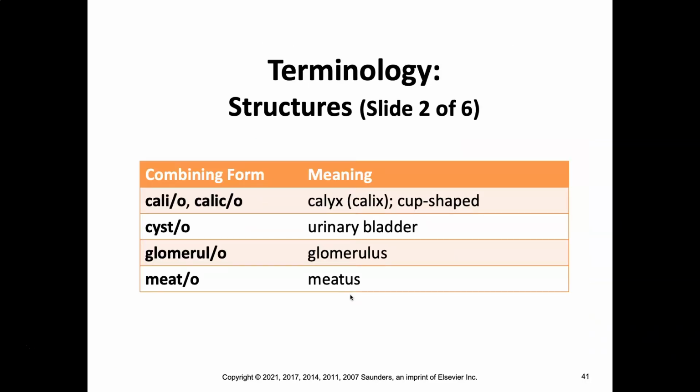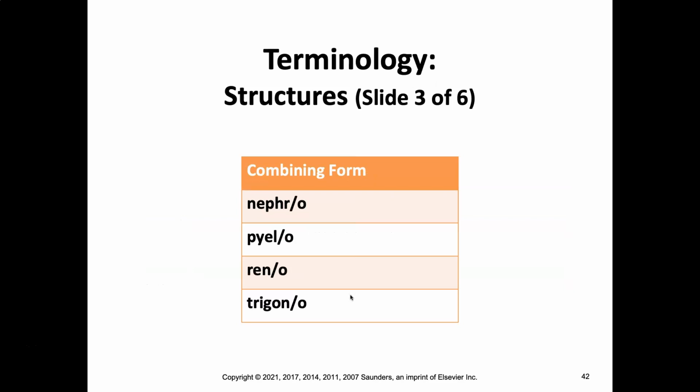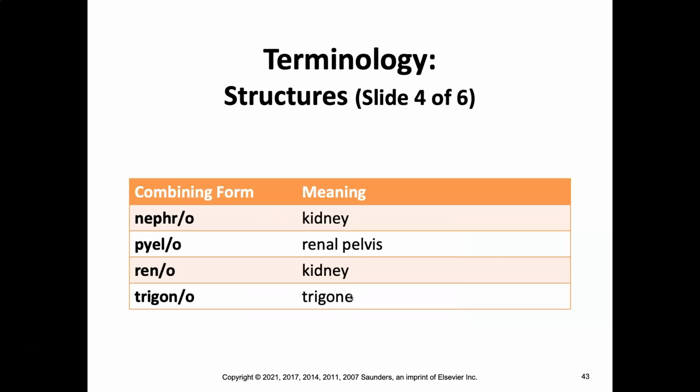All right, let's talk some combining forms. You have calio and calico. Notice that you've got two there for that. Cysto, glomerulo, meato. Nephro, pylo, reno, trigono.